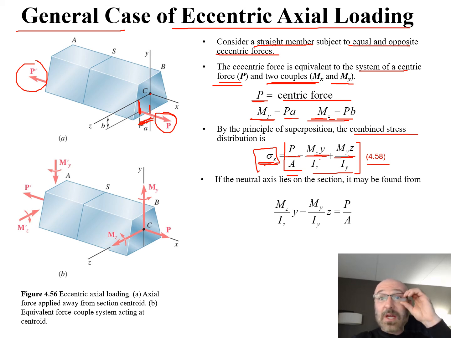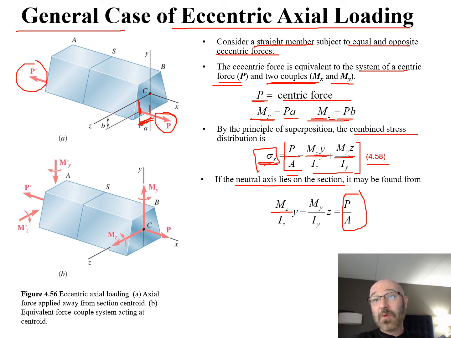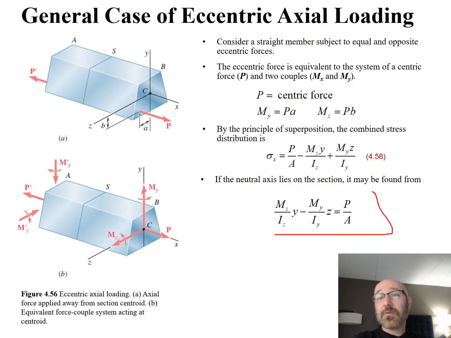Now for the case where the neutral axis happens to lie on the section, it may be found from this relationship down here: P over A is equal to Mz times y over Iz minus My times z over Iy. And this relationship can be found on page 309 of our textbooks.